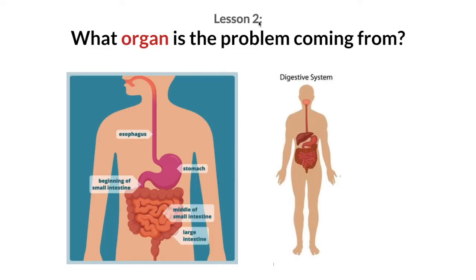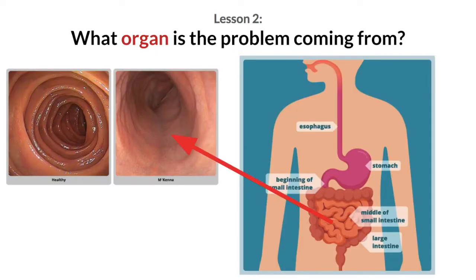In lesson 2, we asked ourselves, what organ is the problem coming from? We looked at endoscopy pictures from the esophagus, stomach, beginning of the small intestine, middle of the small intestine, and large intestine, and it seemed that the problem was coming from the middle of her small intestine.